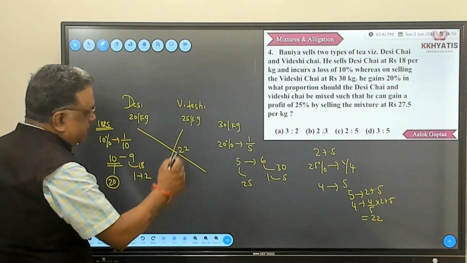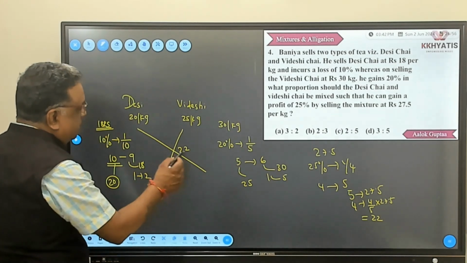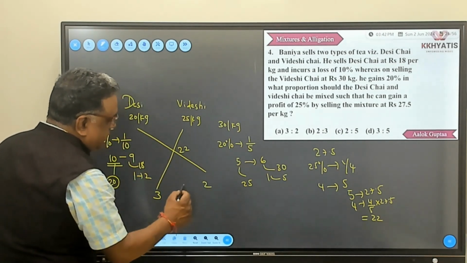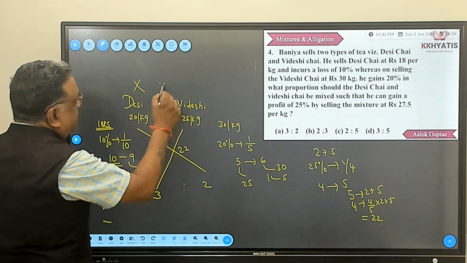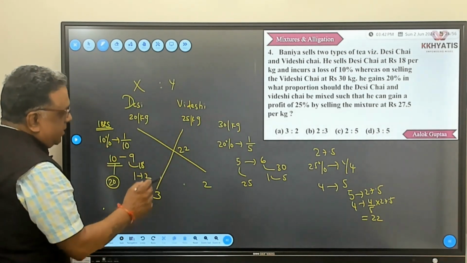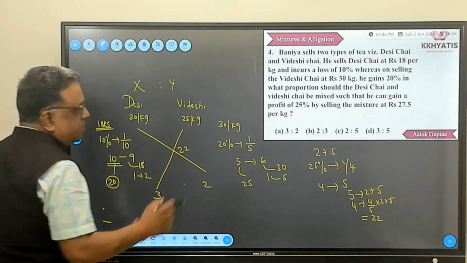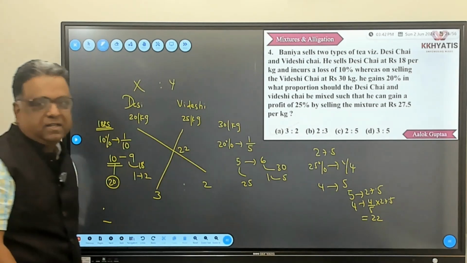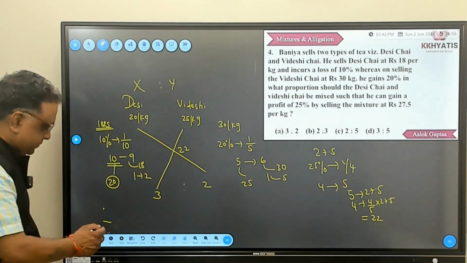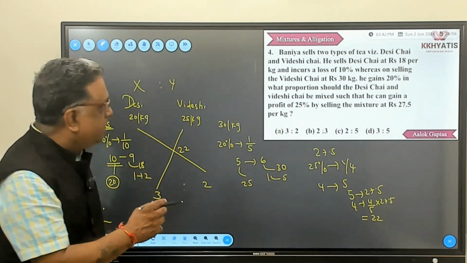Now if I apply 25 minus 22 is 3, 20 minus 3 is 2. So इनका जो quantity होगा, उसका जो ratio होगा, वो इन rates के difference का होगा. 3:2 is the answer. Correct? Very important. Very good.